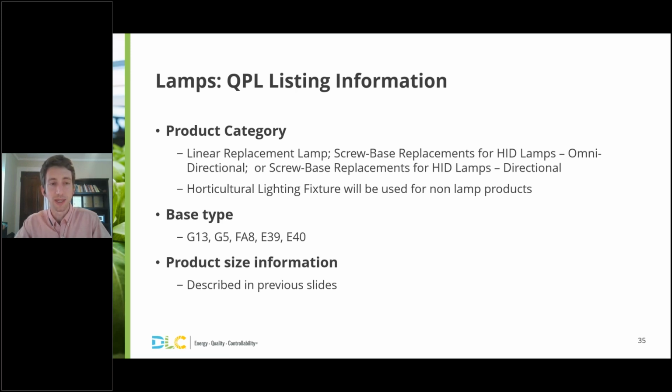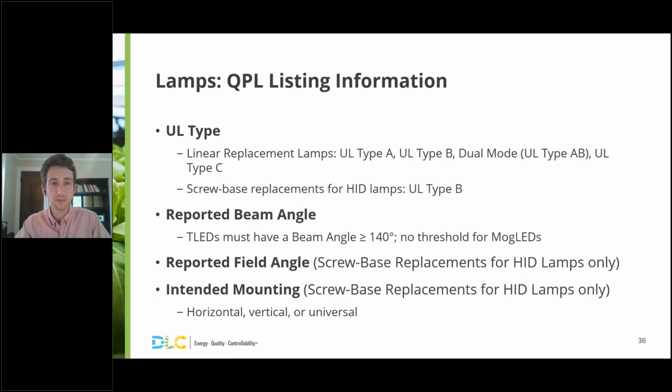Additionally, there's the base type, which are listed here, and then the product size information. Lastly, there's the UL type, whether it's type A, B, C, or dual mode for linear replacement lamps. And for HID, the only allowable type is type B. It'll also include the reported beam angle, the field angle, and then the intended mounting for the MOG LED products.